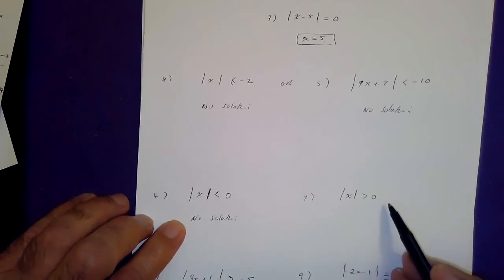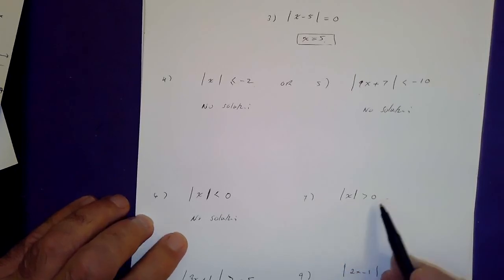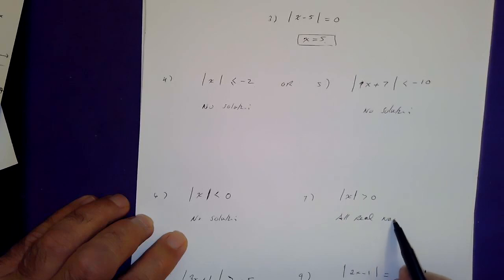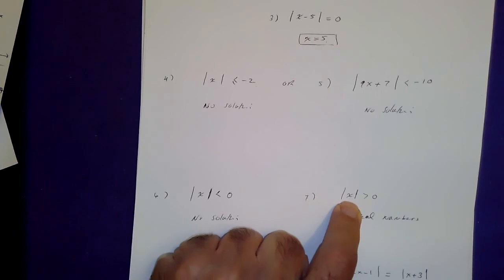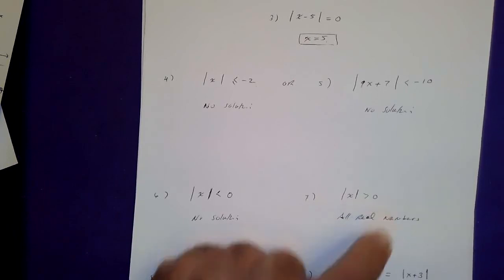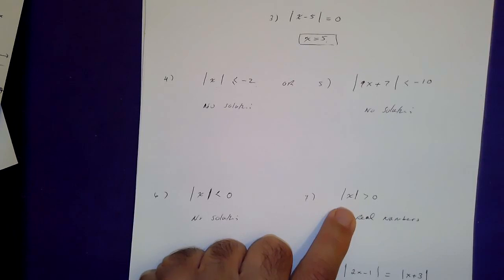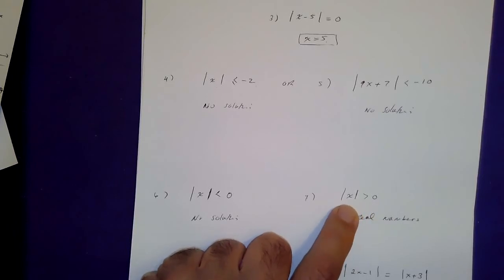Can the absolute value of a number be positive? Of course. But for which values of x will this absolute value be greater than 0? Turns out for all real numbers. No matter what you replace x by, the minute you take its absolute value, it's going to be greater than 0. Like, say, negative 6. That's greater than 0 because the absolute value of negative 6 is 6.